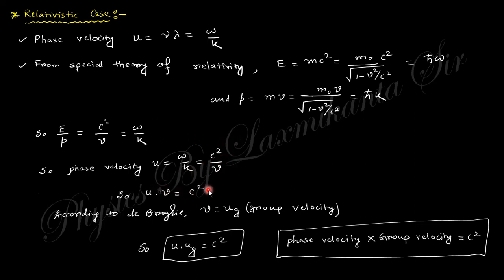So u into v equals c square, and from the de Broglie hypothesis, this velocity v is nothing but the group velocity, that is the velocity of the particle, actually the superposition of waves. So u into ug, that is the phase velocity into group velocity, must be equal to c square. This is the relation between the group velocity and phase velocity in terms of c square.